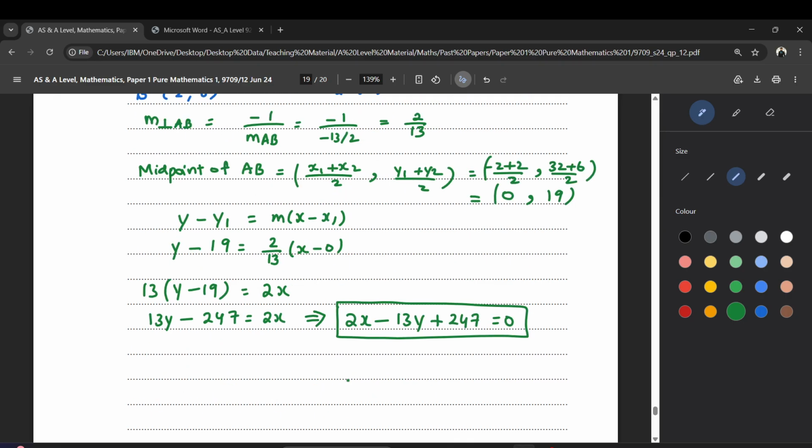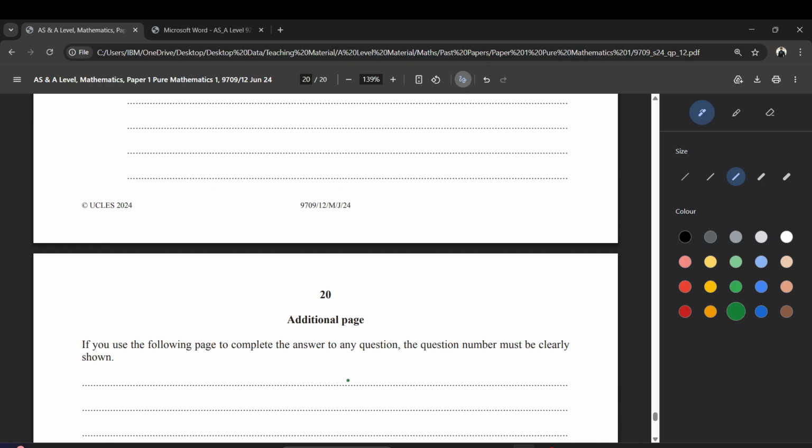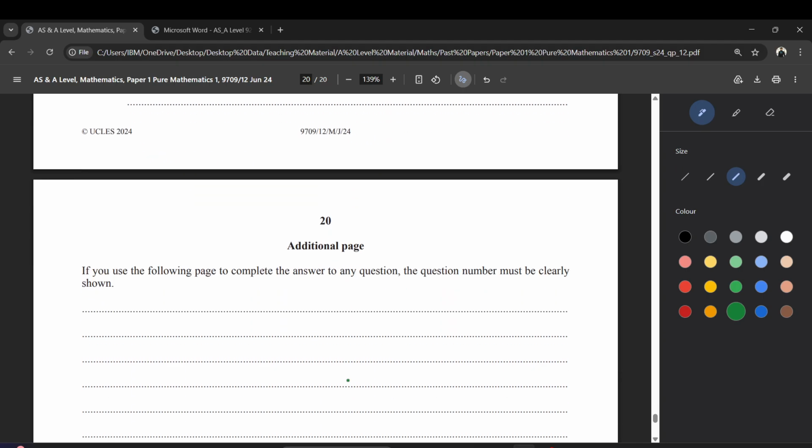All right, so that is the end of our paper. So I hope that the concepts are clear, and obviously paper ones are usually lengthy and they train you a lot. So make sure that whenever you start attempting this paper, you always have your water with you and everything. And also your mind is fresh, because it's better to solve this paper with a fresh mindset.